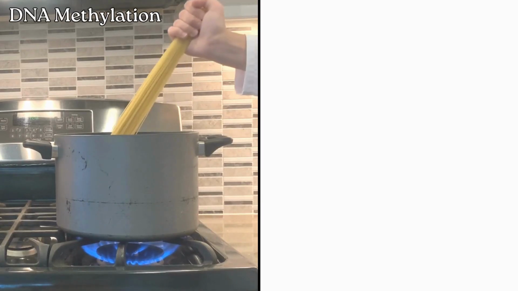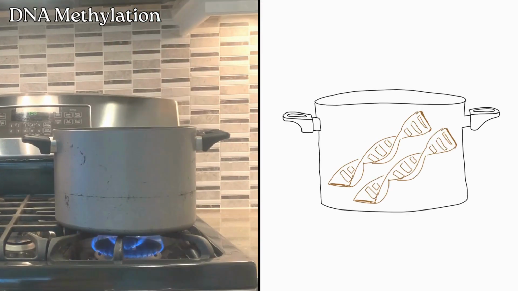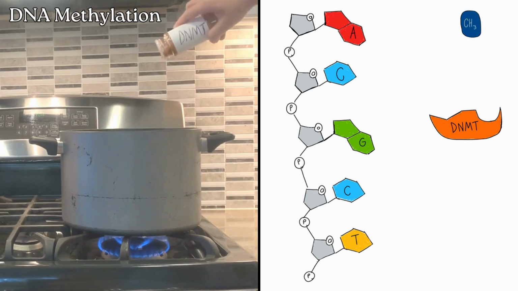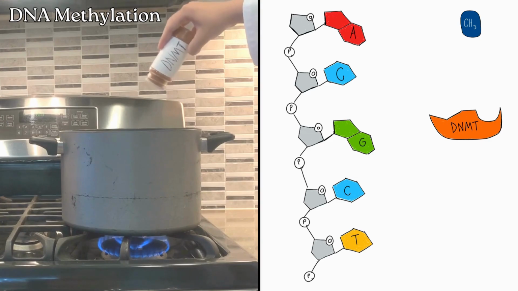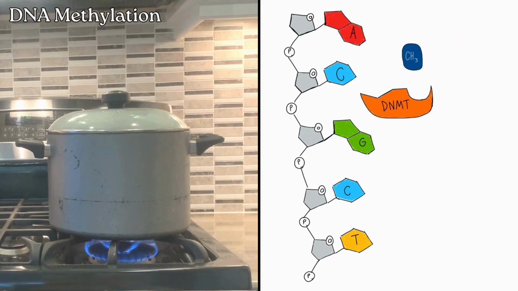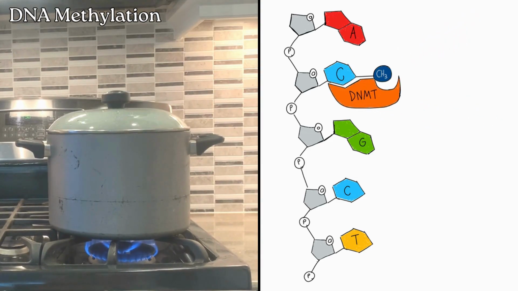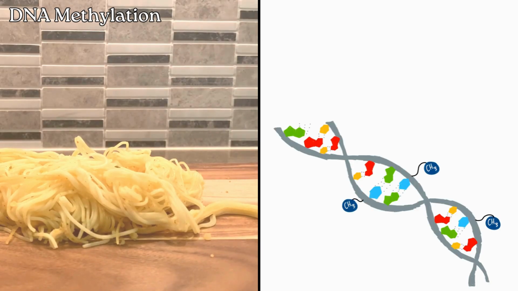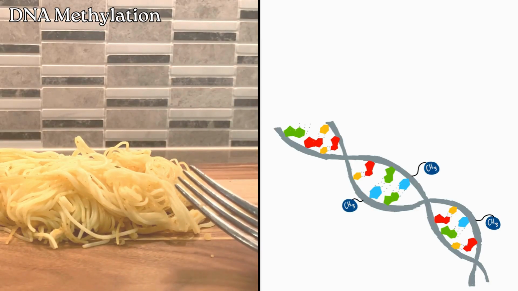In DNA methylation, we start with our chromatin. Then we add in our spices, sprinkling in methyl groups and DNMT enzymes to speed up our cooking. When cooking, the methyl groups attach to the cytosine bases in the DNA. When it pops out, we get a tightly packed chromatin dish, much like this angel hair pasta.